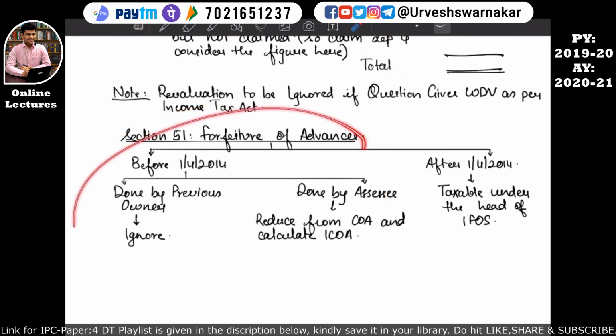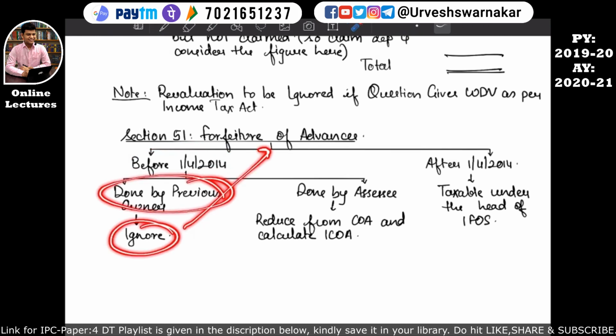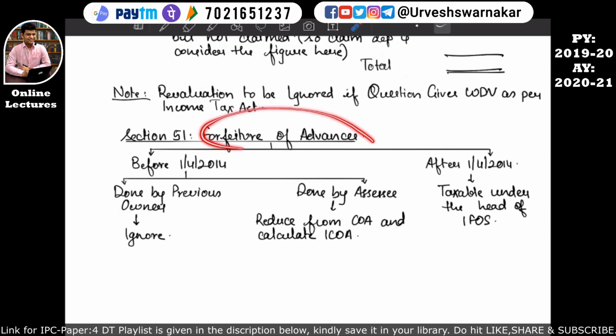Okay, so let's revise only this much part. Section 51, forfeiture of advance. If it is done before 1st April 2014, then if it is done by the assessee, whatever is the forfeiture of advance will be reduced from the cost of acquisition and then we will calculate index cost of acquisition. But if this forfeiture is done before 1st April 2014 by the previous owner, then we will ignore this forfeiture of advance. Okay. But what if this forfeiture of advance is done after 1st April 2014? Then whatever the amount of forfeiture has been done by the assessee, it will be taxable under the head income from other sources. I hope this is quite clear.